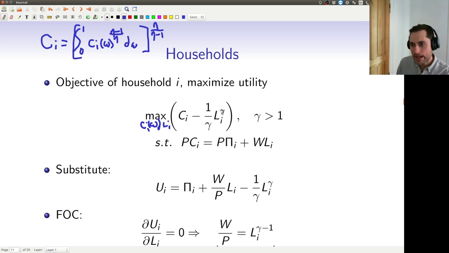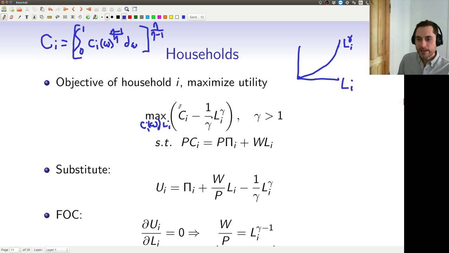So let's see here. If we say labor looks like that, then L to the power gamma is going to look like this. So it means that we're subtracting off something that's getting steeper and steeper the more labor that we have in here. So this feature is going to make it so that there's some optimal choice of labor. We're never going to want to supply an infinite amount of labor. So again, a modeling assumption, but something that makes sense intuitively. We don't want people to want to work infinitely much.